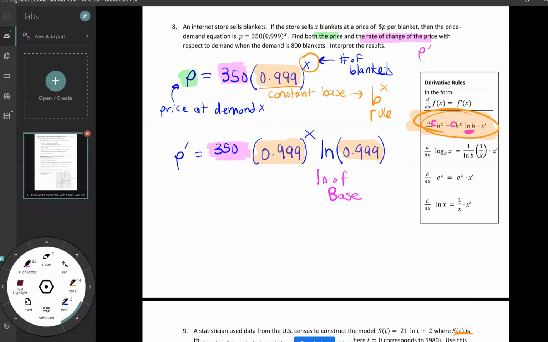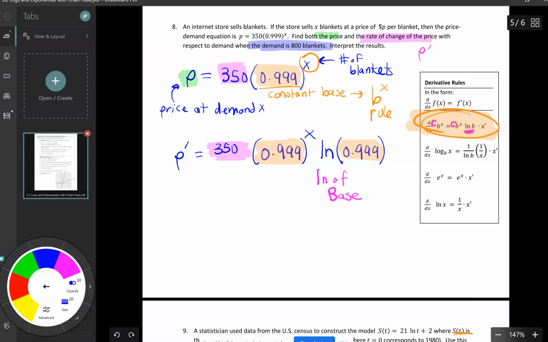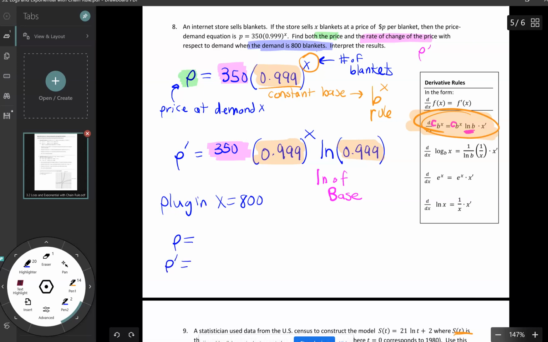Okay, so let's plug in. What are we doing here? It says find the rate of change. So we're finding the price when the demand is 800 blankets. So our demand is 800 blankets. That means we just need to plug in x equals 800. So I'm going to put it into the original function, and I'm going to put it into the derivative. So I'm plugging it in my original function. I'm plugging it in this horrible looking derivative. I'm going to type really carefully on my calculator and see what I get for those.